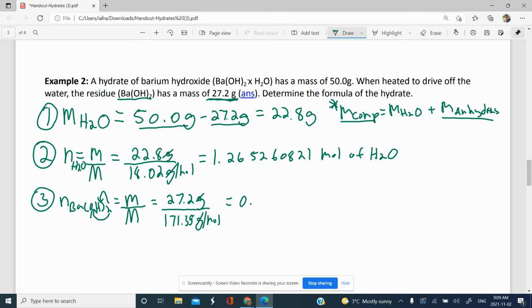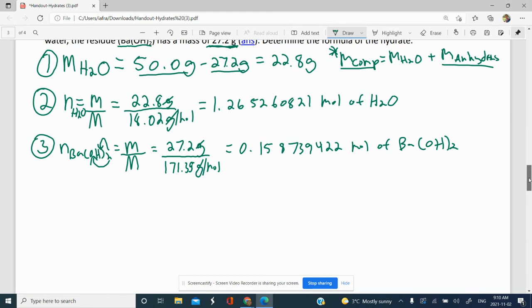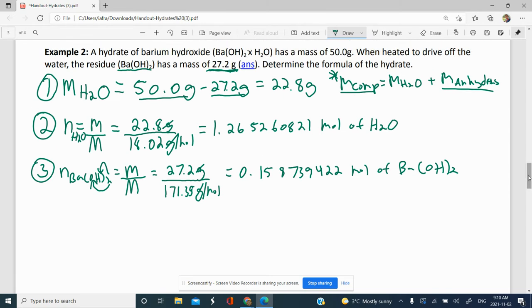We get 0.158739422 moles of BaOH2. So now what we're going to do is take a ratio to figure out what the X value is. And when I say a ratio, we're basically doing the divide by small step.